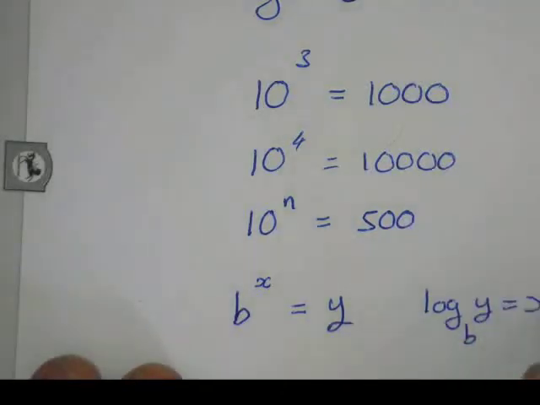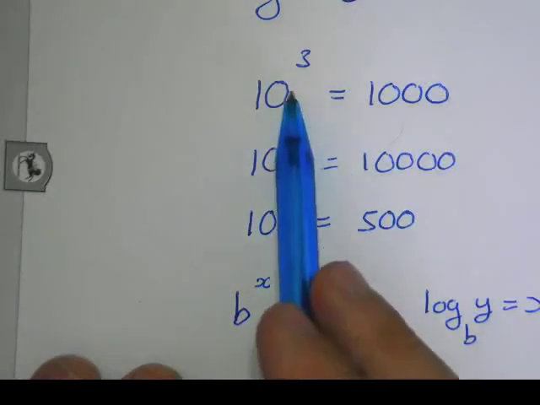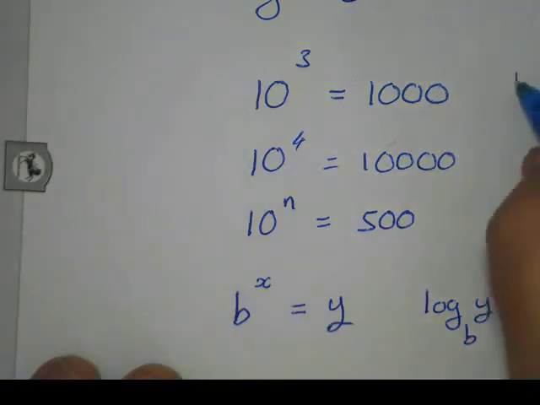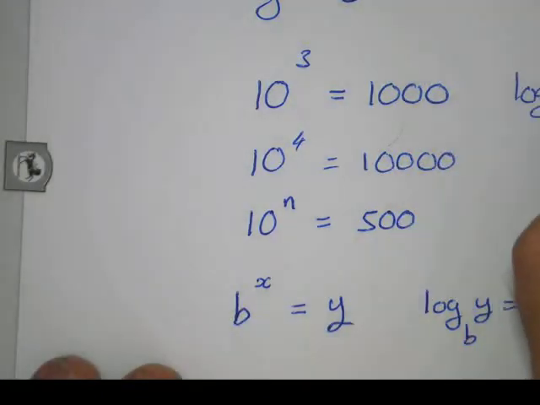Now we can look at that. If you look at these statements here, 10 to the power of 3 equals 1,000, so 10 to the power of 3 is 1,000. We should be able to say log base 10 of 1,000 should be 3.